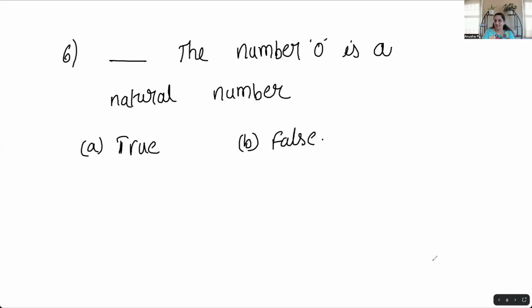Yes, most kids will get confused with this question. The number 0, is it a natural number? Is it true or false? No, because the natural numbers are only 1, 2, 3, 4, 5, and so on. 0 is not included in natural numbers. And whole numbers have a 0. So it is false, okay? Because the number 0 is not a natural number. It is a whole number, integer, irrational number, and a real number.